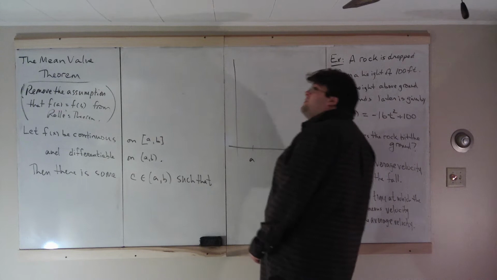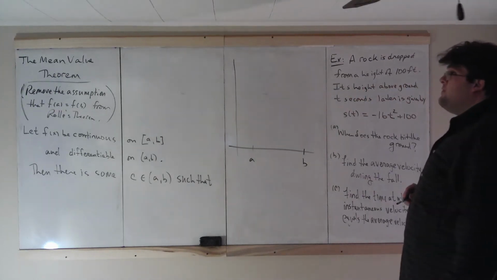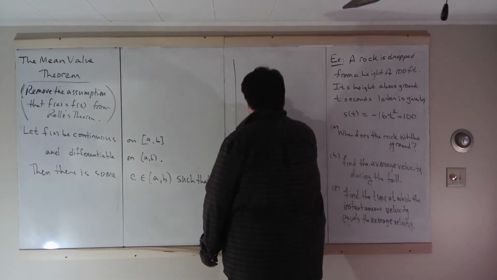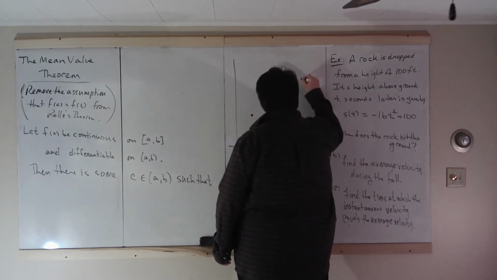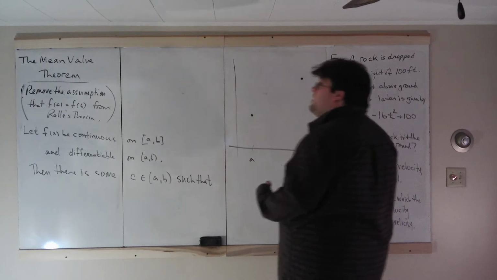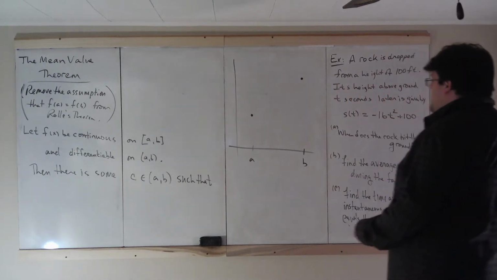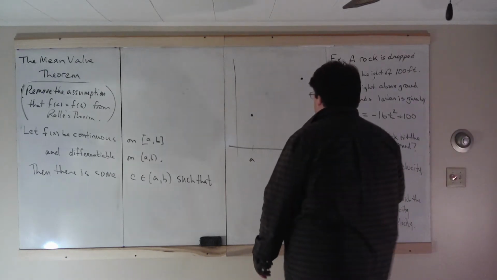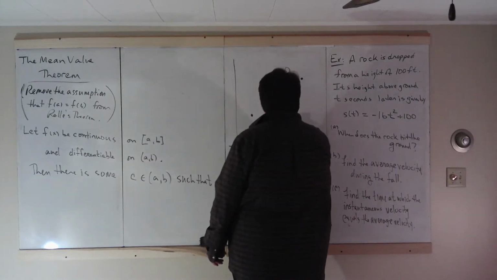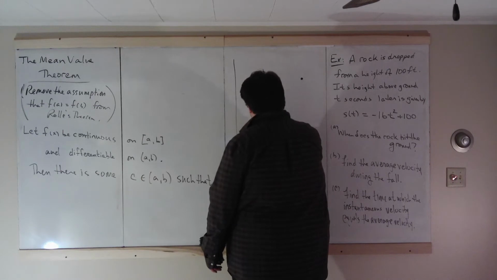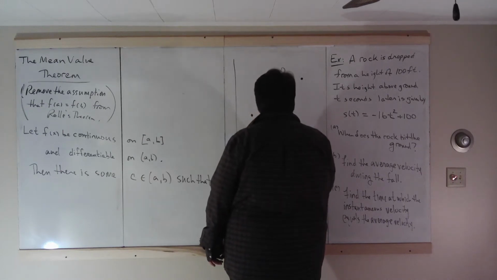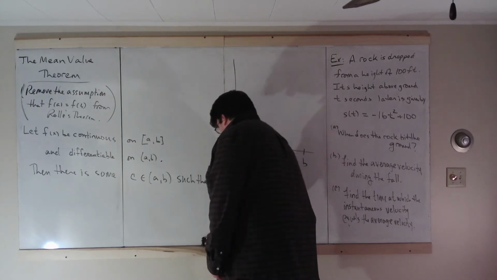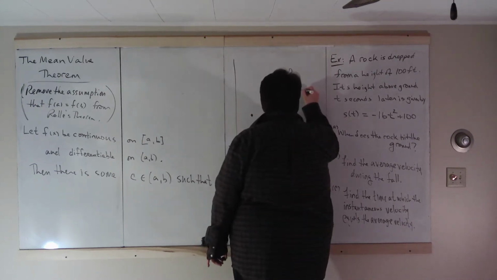Mark off a and b. F of a doesn't necessarily equal f of b here. So we have f of a, we have f of b. But we are going to connect them in a continuous and differentiable way, meaning it's going to be in one piece, and we aren't going to have corners or cusps or anything like that. So let's see, how can we do that? I'm going to move f of b down a little.